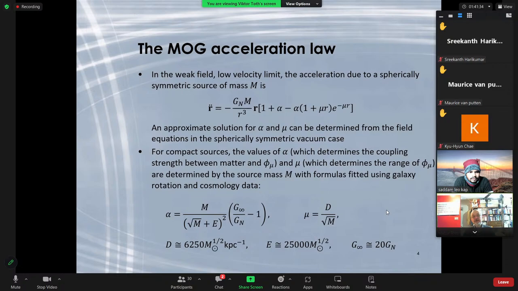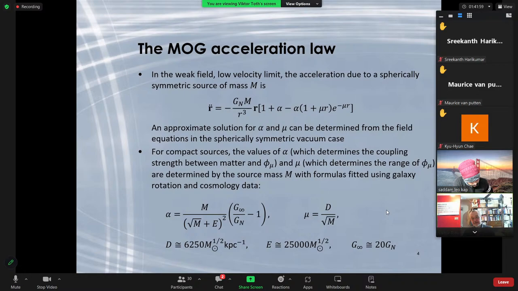Except that, of course, we do need to know that matter couples with a strength of 1 plus alpha into G Newton to the tensor field, and with a strength proportional to alpha to the vector field. So maybe we do know a little bit more about how matter and the fields of MOG interact and behave. And that turns into something rather difficult.